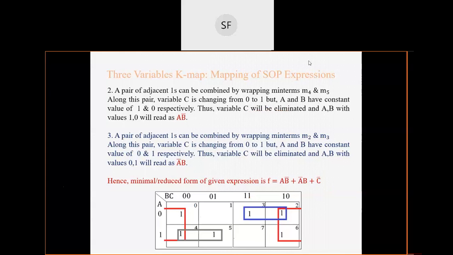You have to collect all the terms: A B bar, A bar B, and C bar for the quad, and add them. So actually there are only two pairs and one quad. Those cells which are already in a quad, do not pair them again. Alright.